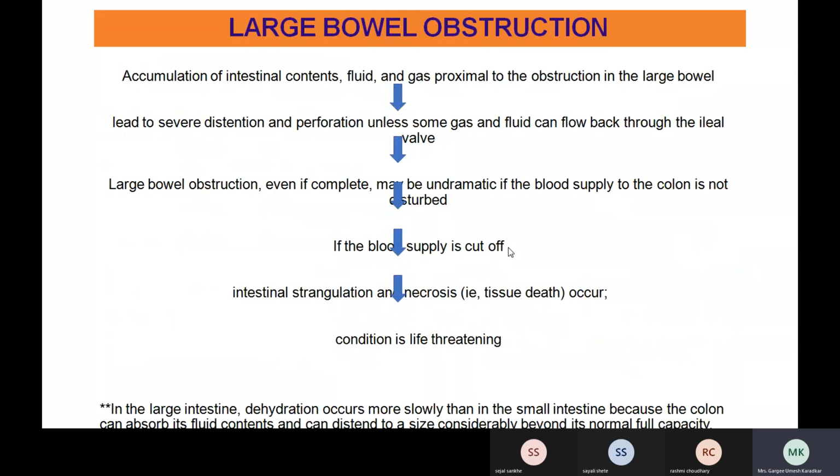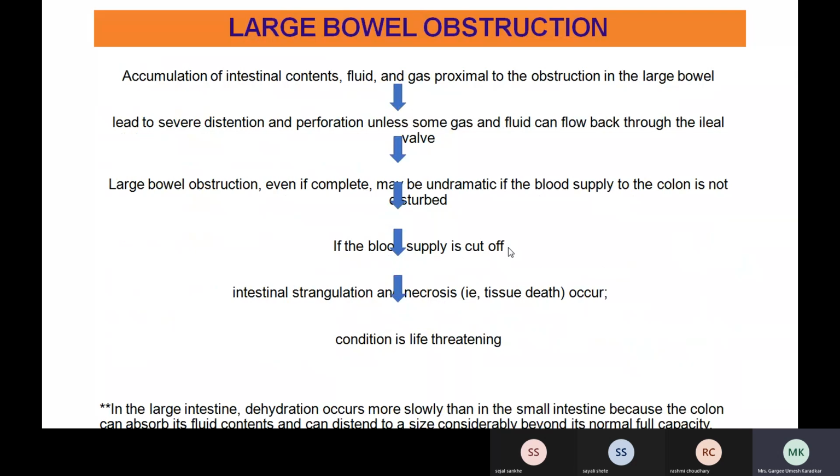Now, if the obstruction is in the large bowel, what happens here? There is again the same thing. The intestinal contents are there, fluid and gas. Whatever is proximal to the obstruction of the large bowel will start getting accumulated. It will lead to severe distension and perforation unless some gas and fluid can flow back through the ileal valve. Okay, so there is large bowel obstruction. If it is complete, it may be undramatic if the blood supply to the colon is not disturbed. But if the blood supply is cut off, then what happens? There is intestinal strangulation and necrosis.